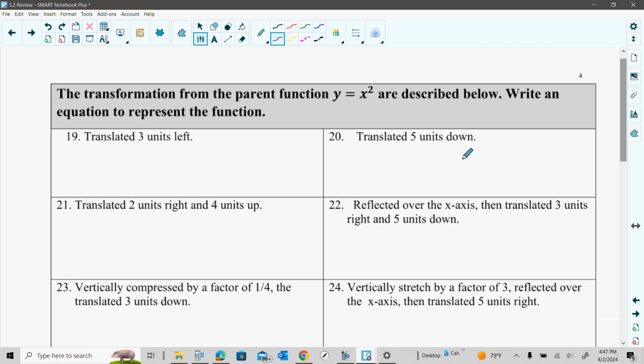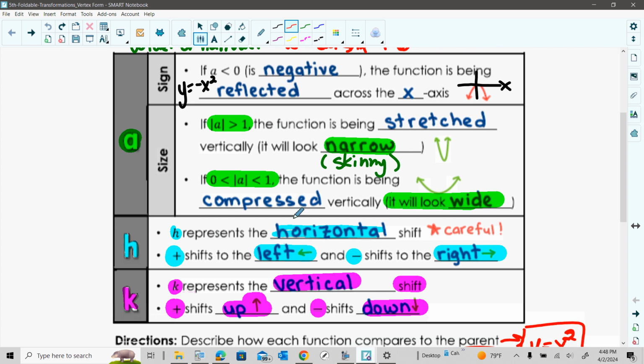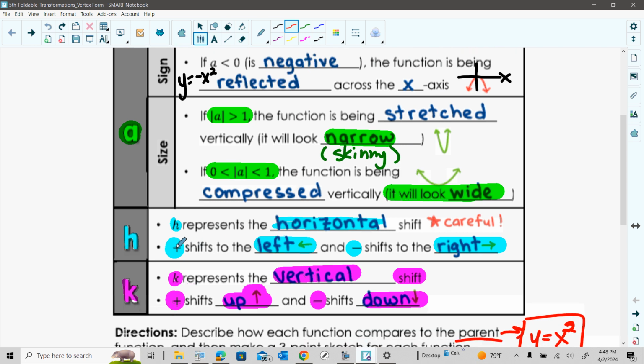is, now we want you to write the equation based on the description. We're writing the equation in this form here, y equals a parentheses x minus h close parentheses squared plus k. So we're checking to see if we have an h or a k. Now, if it says on number 19, translate it 3 units to the left, that's your h, okay? And if it goes to the left, if you go back to your notes, right here, it's a plus when you shift to the left. So inside the parentheses, we have to have a plus sign.